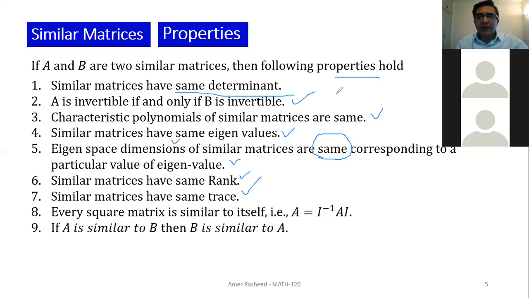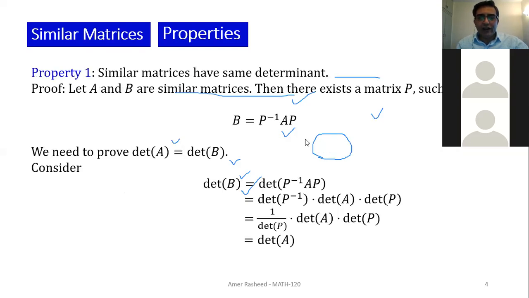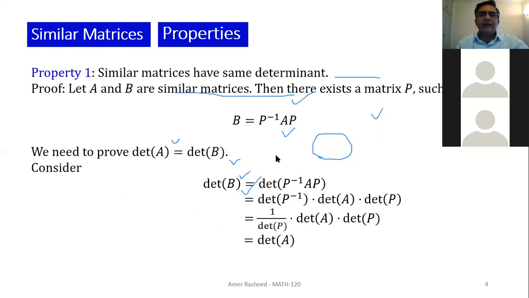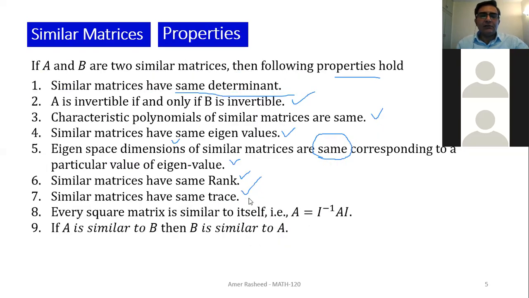For example, on the previous slide, if you want to verify this, you can take the sum of the diagonal entries of A and the sum of the diagonal entries of B. The sum of diagonal entries of B and sum of diagonal entries of A must be same. This is the trace of a matrix. Now the eighth property is every square matrix is similar to itself, because we can write A in the form I inverse AI.